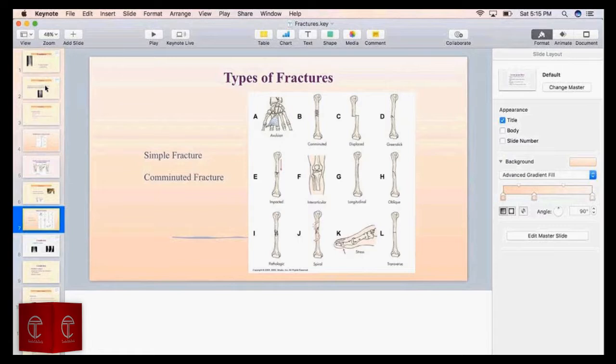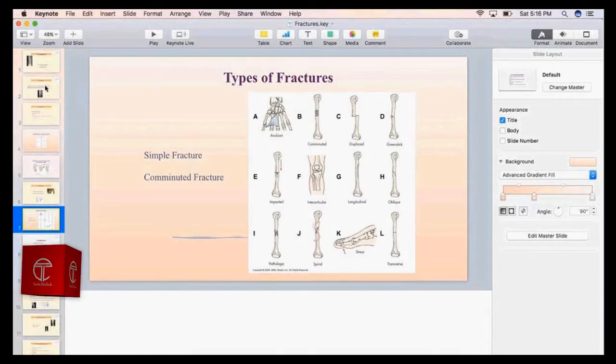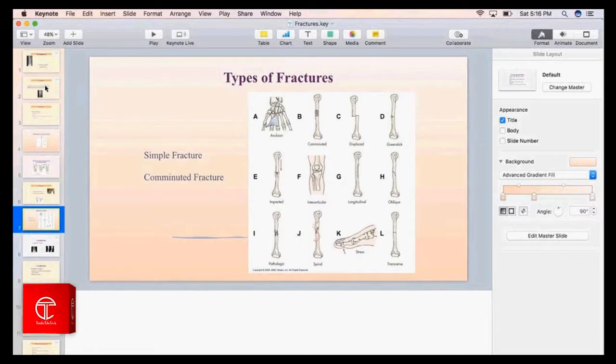The pathology could be a localized pathology of that area like any lytic lesion, tumors, osteomyelitis, or a generalized pathology like any bone softening conditions like osteogenesis imperfecta, osteoporosis or osteopetrosis. And in picture J, you can see the spiral fracture. A spiral fracture is because of a twisting injury. This is a highly unstable fracture. And picture K is stress fracture.